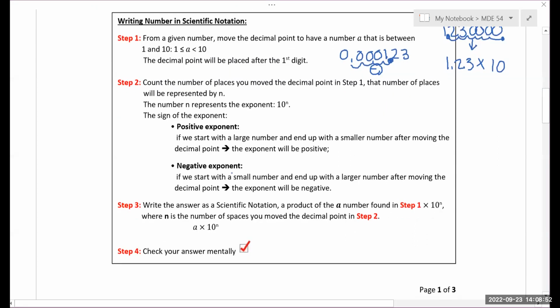And then if you want to go back, you simply move the decimal that number. And then always kind of check your answer mentally. If it was 1.23 times 10 to the negative 4, it should be a small number, somewhere in that range. So it's basically giving you an instruction manual of how many places you move the decimal.